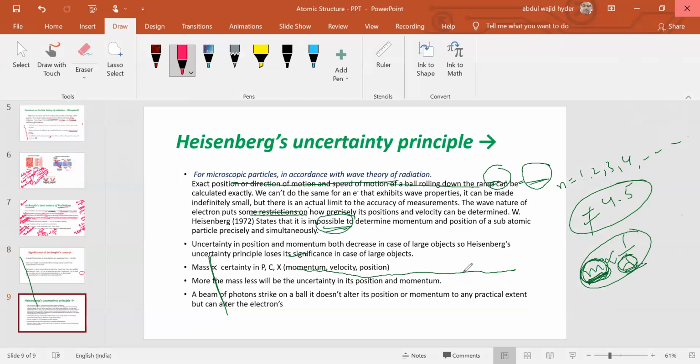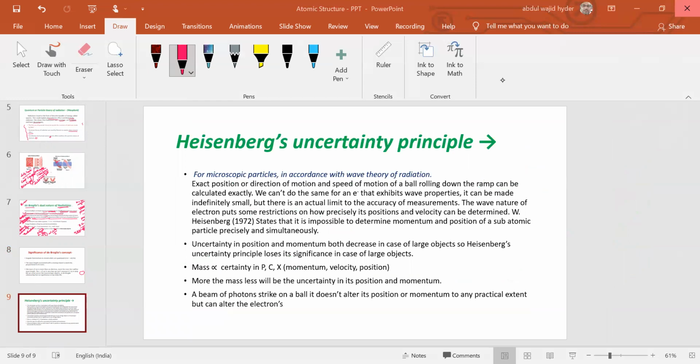Now see, the next topic is Heisenberg's uncertainty principle. According to Heisenberg's uncertainty principle, del x into del p is greater than or equal to h upon 4 pi. What is del x? Change in position.